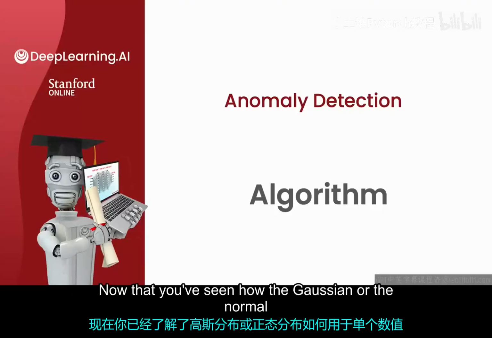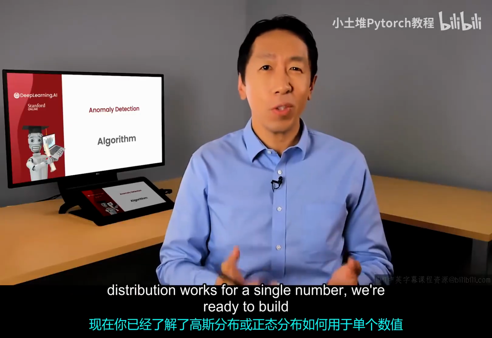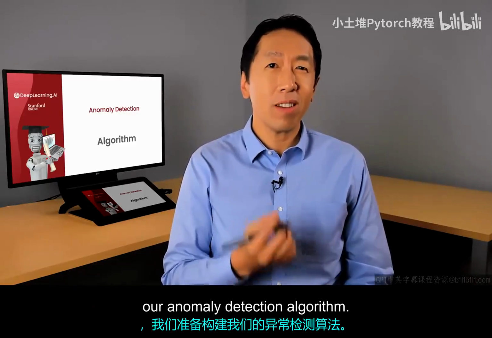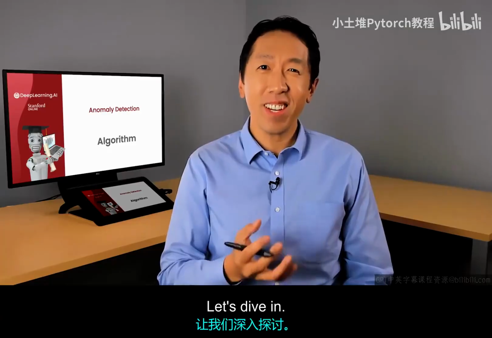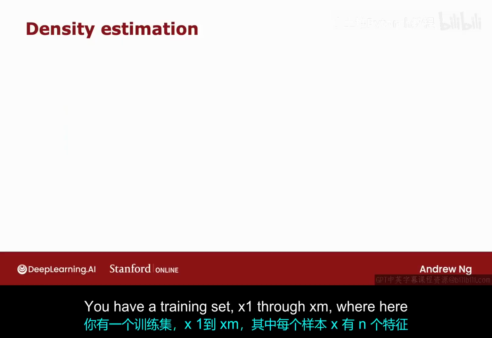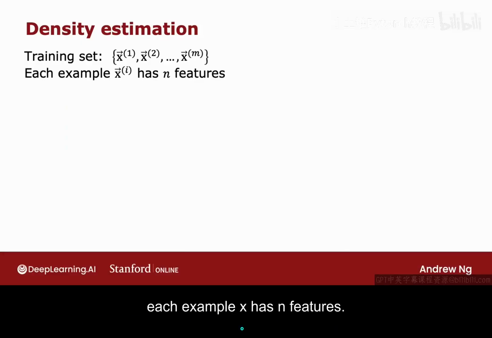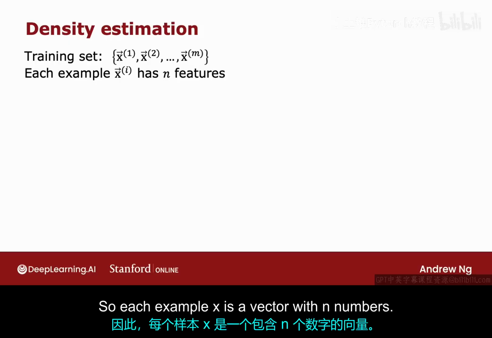Now that you've seen how the Gaussian or the normal distribution works for a single number, we're ready to build our anomaly detection algorithm. Let's dive in. You have a training set x1 through xm, where each example x has n features. So each example x is a vector with n numbers.